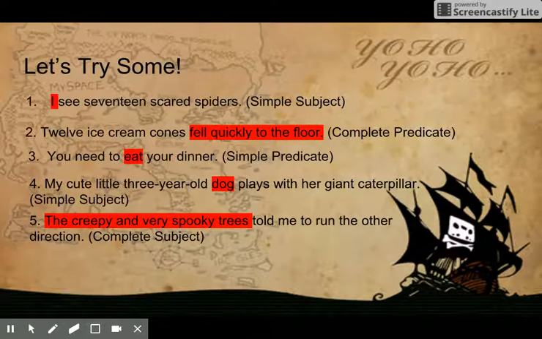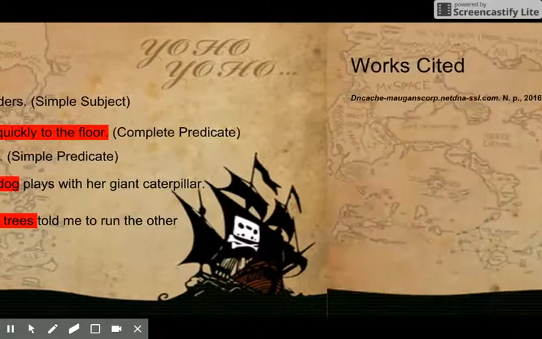So do you see how knowing the grammar pirate steps can make your life easier as a writer?